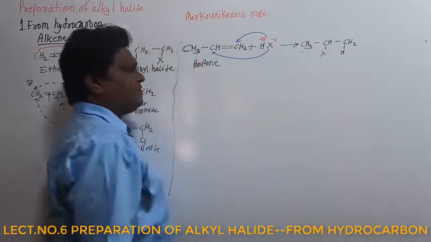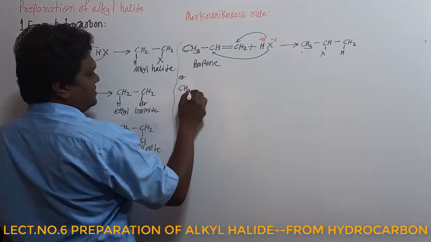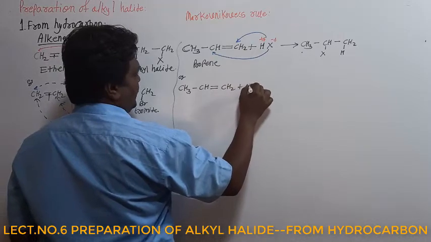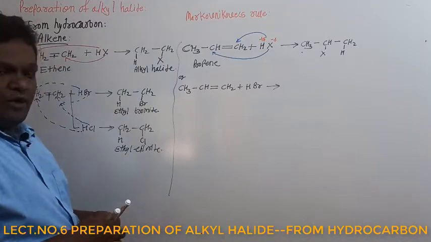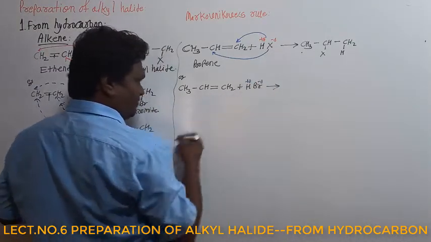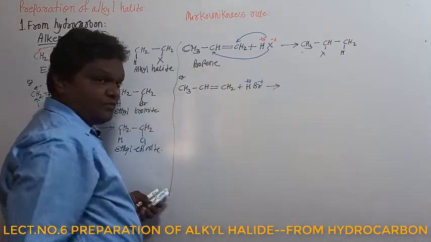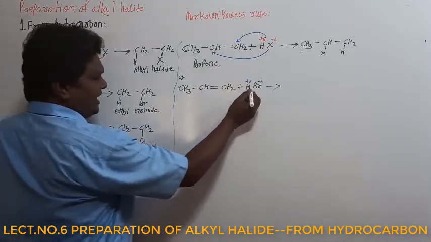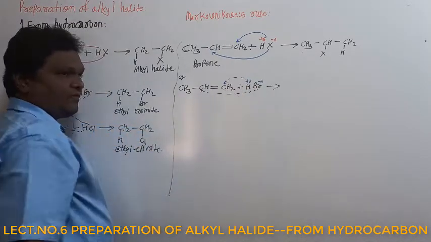If you write the example CH3-CH=CH2, instead of HX, if I write HBr, then again the same thing: we are going to write delta positive charge on the hydrogen atom and delta negative charge on the bromine atom. Again the bond is going to break, again Markovnikov's rule. The negative part of the reagent will attach to that carbon atom which contains the lesser number of hydrogen atoms.